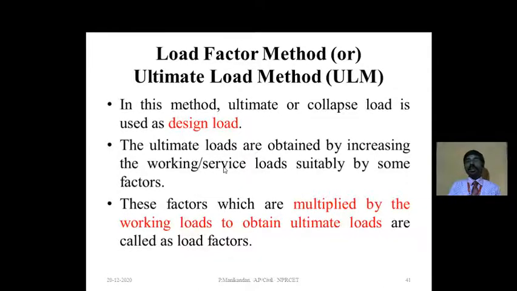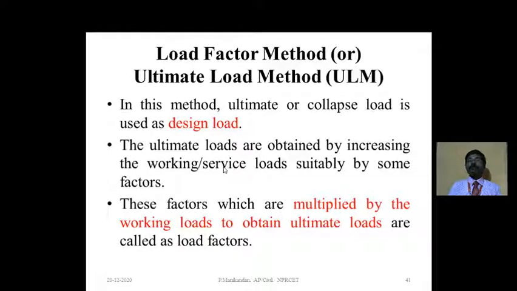The next method is the load factor method, and another name for the load factor method is the ultimate load method, ULM. In this method, the ultimate or collapse load is used as the design load. In the previous working stress method, they used the stress value. Here in the load factor method, we are using the design load as the collapse load. This ultimate load is obtained by increasing the working or service load by some factors.